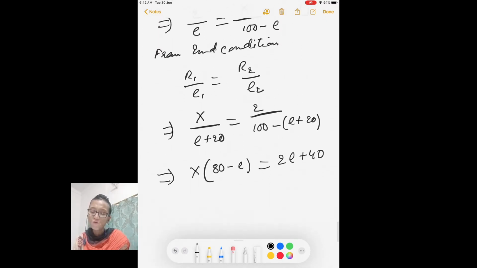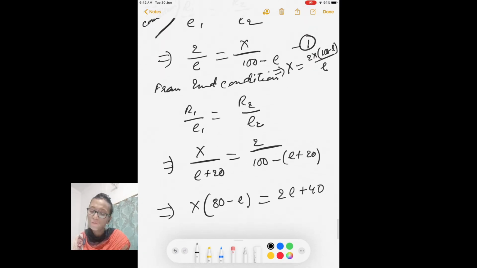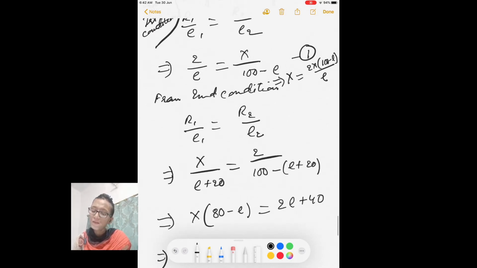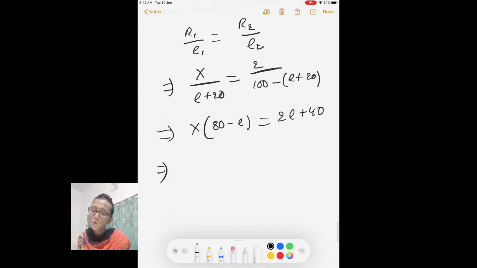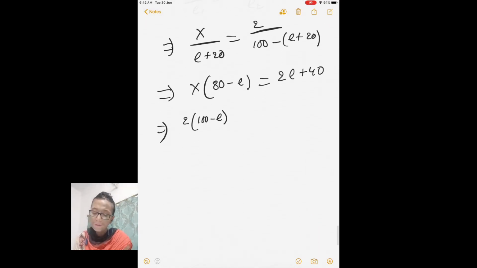Now let me put the value of X from equation 1. From here you can obtain the value of X. It implies that X is equal to 2 into (100 minus L) upon L. So we will be putting the value of X from equation 1 at this place. Therefore, in place of X we will be writing 2 into (100 minus L) upon L, into (80 minus L) is equal to 2L plus 40.